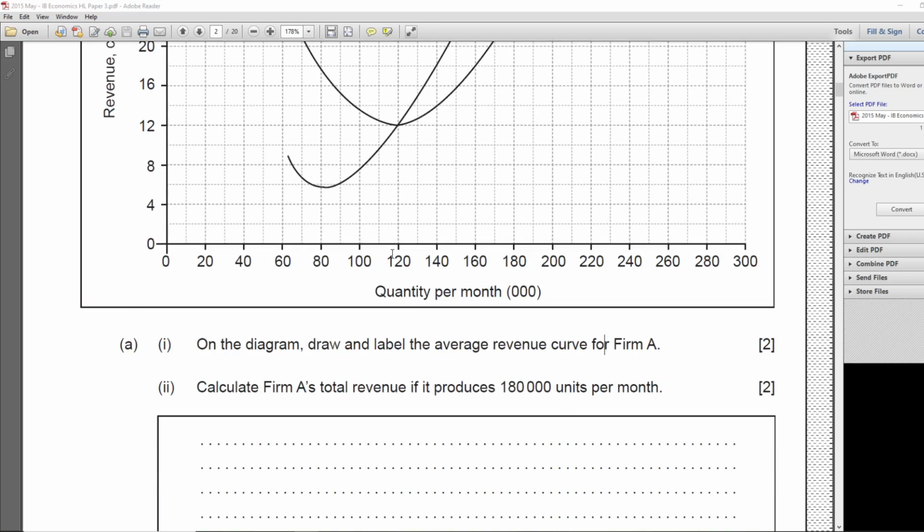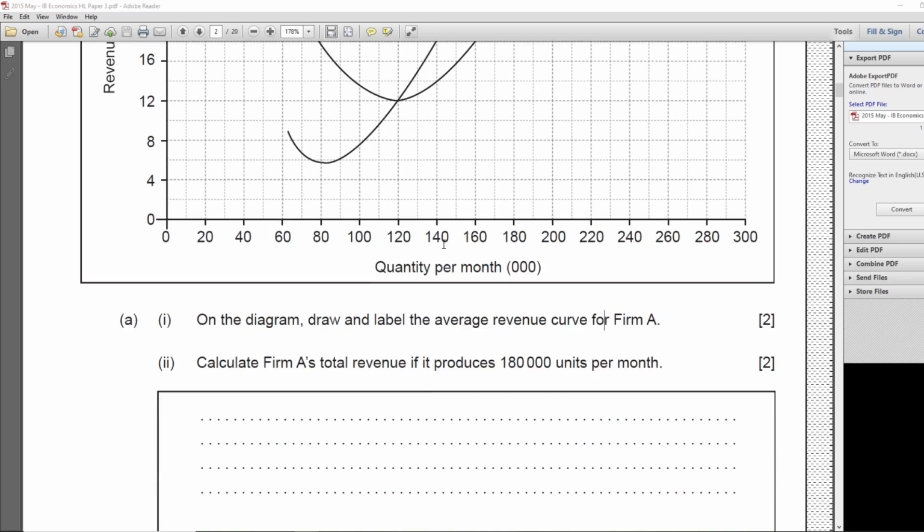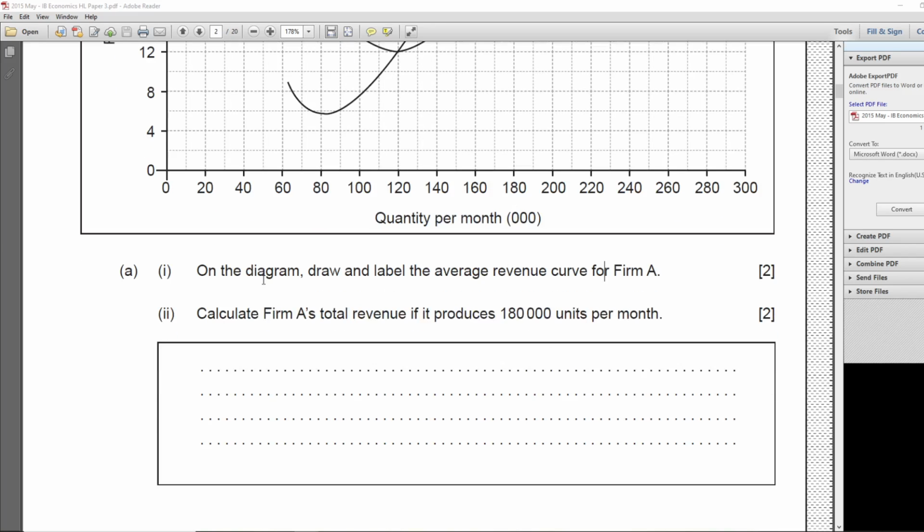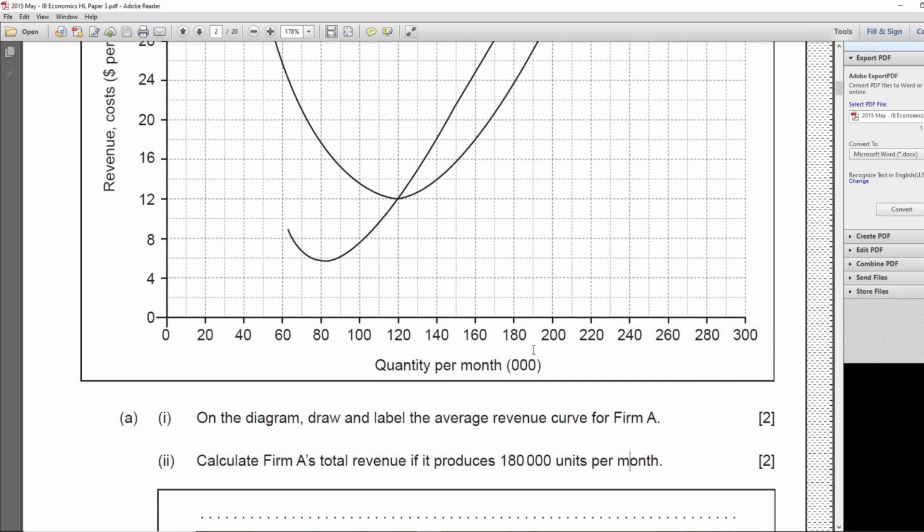This is paper 3. I would say you should put more focus on paper 1, because paper 1 will show you what you really get, because it requires so much explanation. But for paper 3, as long as you understand the concept, you'll be just fine. Here, calculate firm A's total revenue if it produces this amount of units per month. So it should be here.